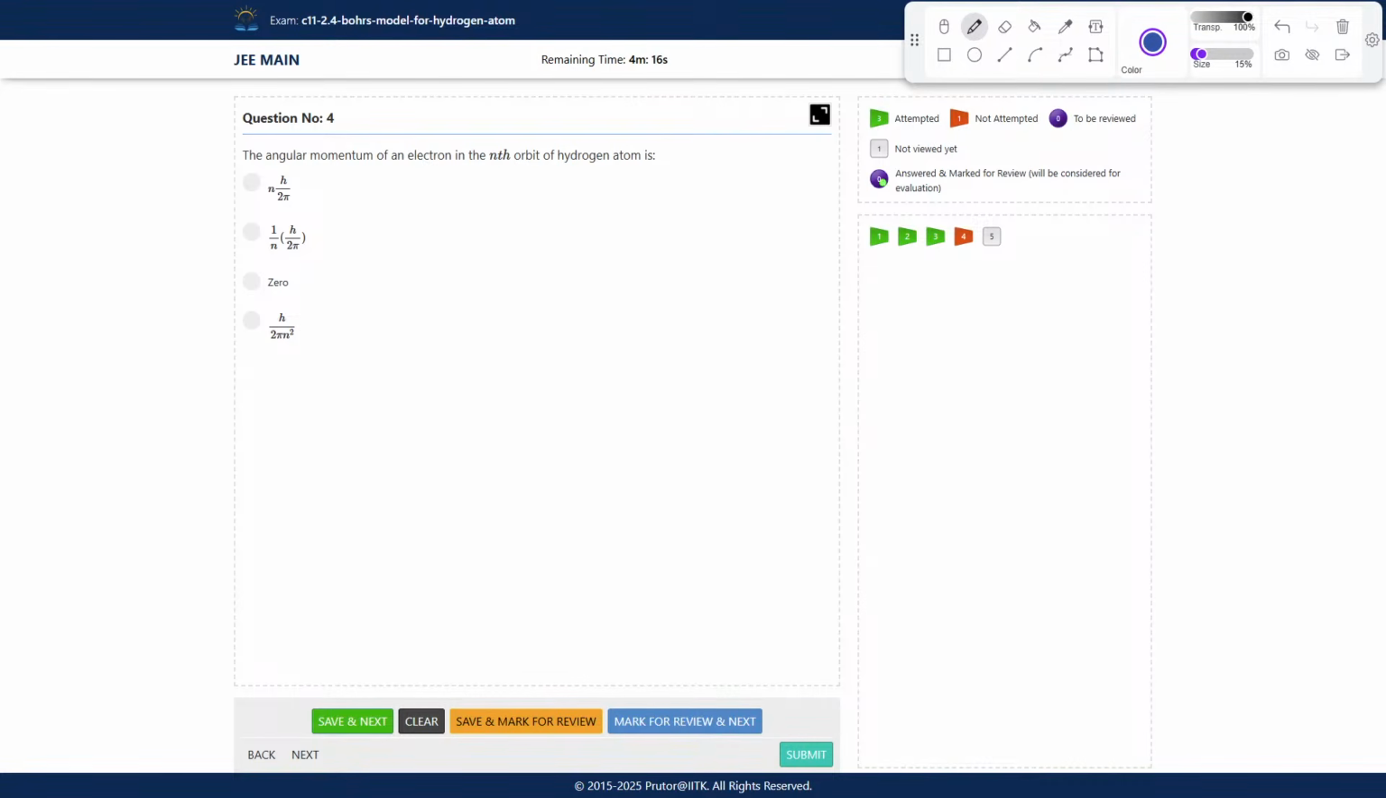So we have to look for what mvr is equal to. The correct answer is very simple: n. Now what are the values of n that we can take? Just write it in the section. Can we take it as 0? Is it possible? No, we can never take it as 0, or else it will be a case of collapse of the atom.